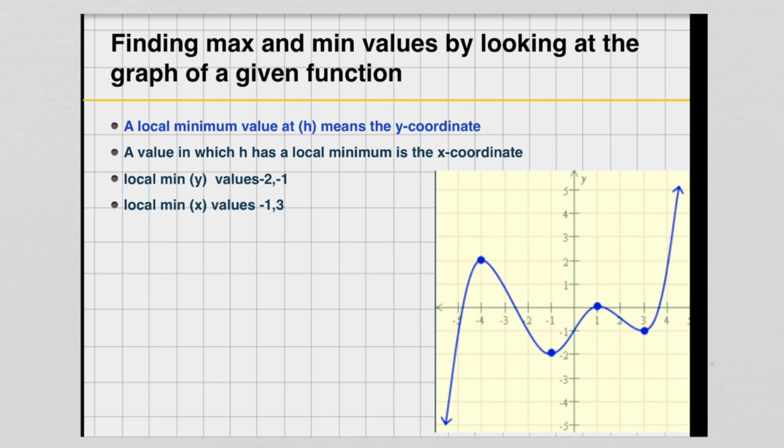Okay, finding the max and minimum values by looking at the graph. Well, we can see there's going to be a max at x equals -4. And then there's another local max at x equals 1. And then there's another minimum at x equals 3.